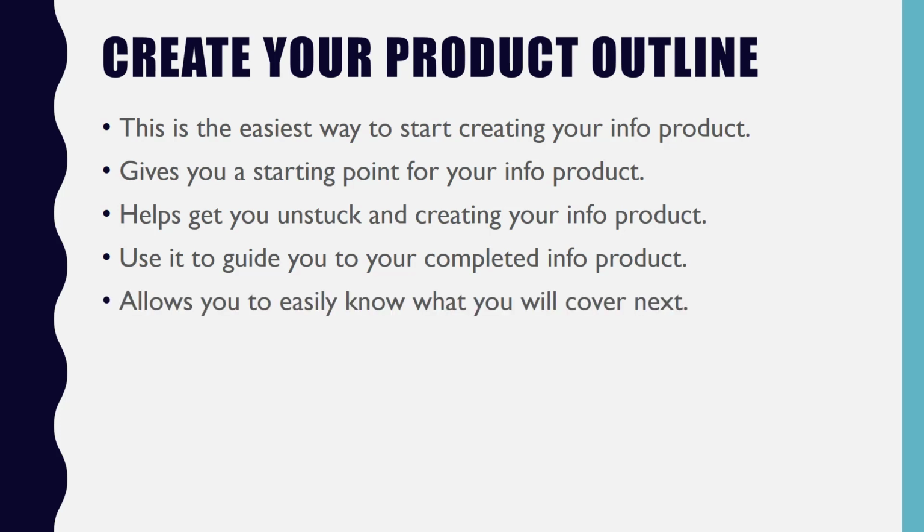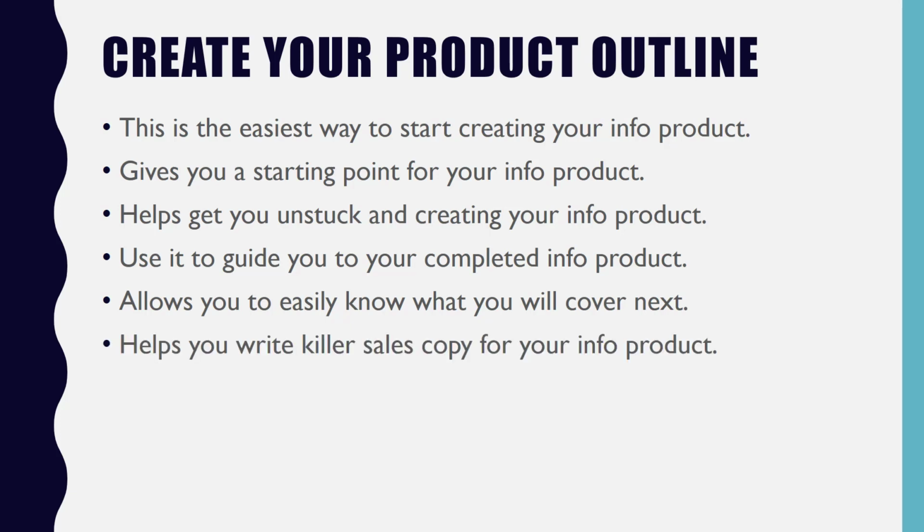It also allows you to easily know what you're going to cover next as you move forward with creating your info product. Because as you create it, maybe it's several modules, several videos, and maybe it's several chapters of your book, but you know exactly what you're doing each step of the way as you make your product. It helps you write killer sales copy for your info products. You can also be a better marketer as well.